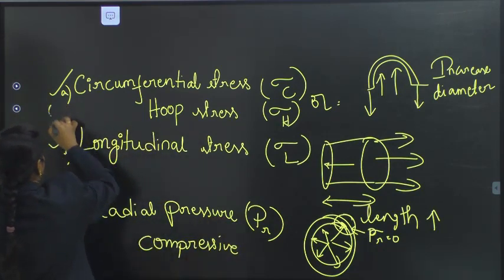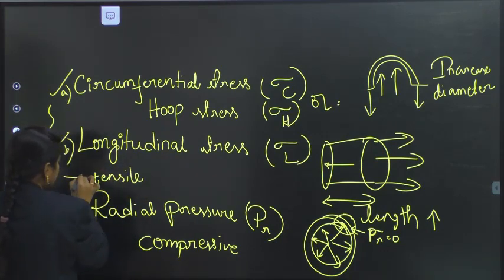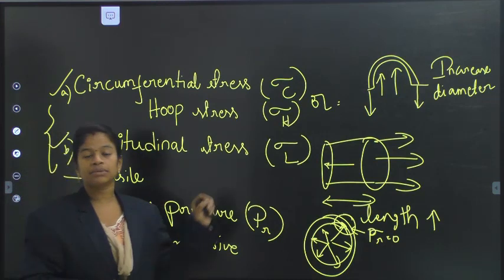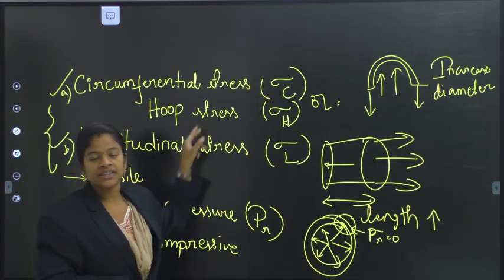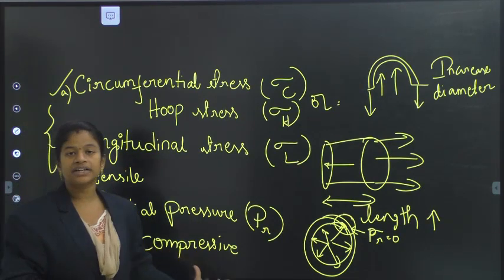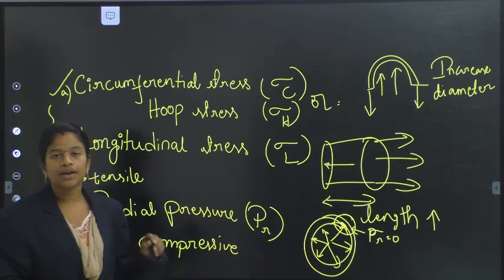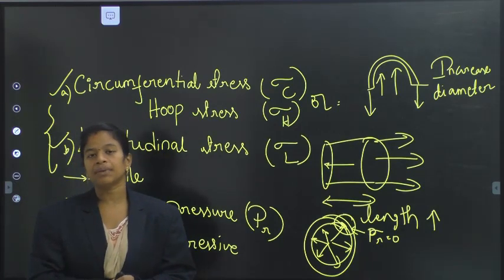And these two are tensile in nature, as they are trying to increase the dimension. One is trying to increase the diameter, another one is trying to increase the length. So these two we call tensile nature stresses, and this one we call compressive nature stress. Okay, so this is the way we are thinking or giving the basic main stresses.